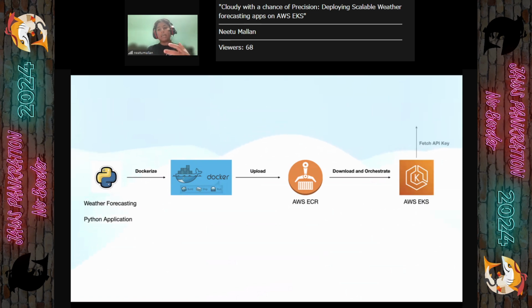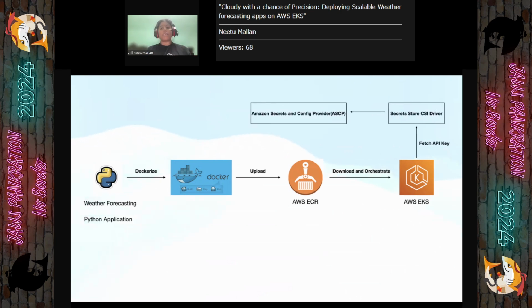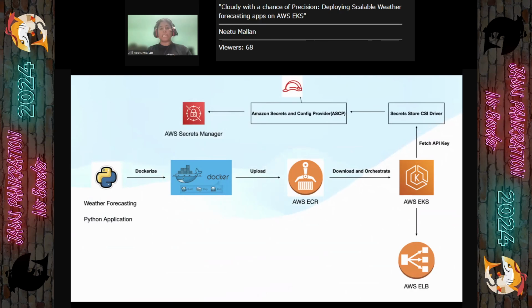Now I have to read the API key. What do I use? I use the Secrets Store CSI driver. That driver in turn talks to the AWS Secrets and Configuration Provider, which assumes a role and reads the secret from Secrets Manager. Then finally, the application is viewable in the AWS load balancer.